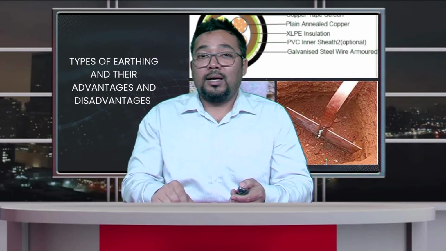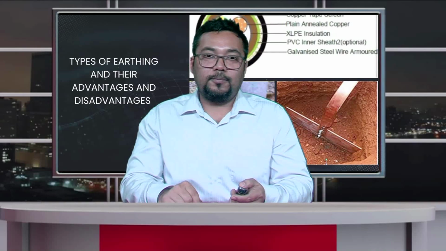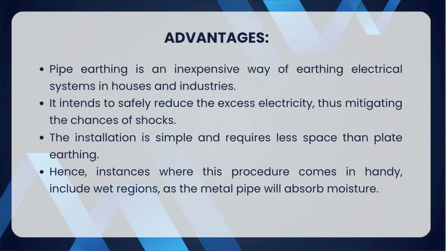Now let us discuss the advantages of pipe earthing. Pipe earthing is an inexpensive way of earthing electrical systems at homes and industries. It safely brings down the excess electricity, reducing the chances of shocks. The installation is simple and requires less space than plate earthing. Hence, instances where this procedure comes in handy include wet regions, as the metal pipe will absorb moisture from the soil.